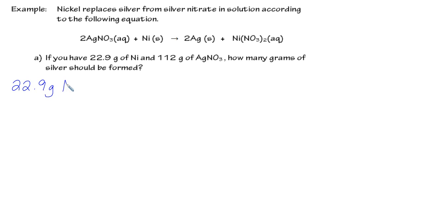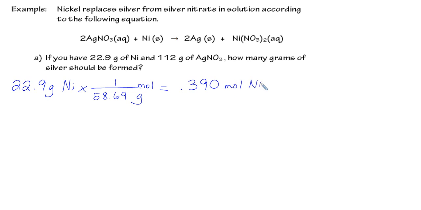22.9 grams of nickel. Get it out of grams into moles. 1 mole should have the molar mass on the periodic table, 58.69 grams. So plug that in. I'll leave 3 sig figs. 0.390 moles of nickel. All right.